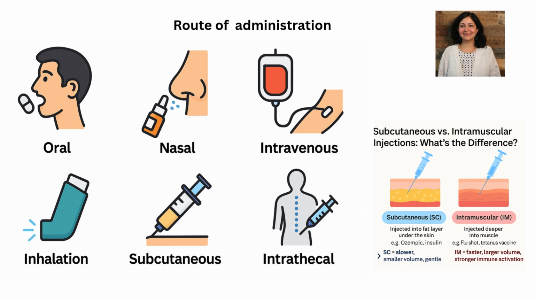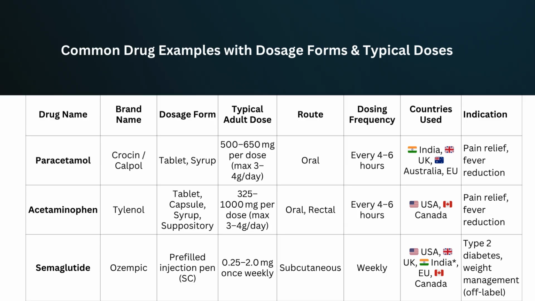Why do we choose one over another? For example, subcutaneous may be preferred when a slow and steady absorption of a drug is needed, for example, insulin. The drug is potent in small doses, and there's also the convenience of use. A patient can self-inject subcutaneously at home. Intramuscular dose is injected deeper into the muscle. For example, vaccines like flu shots and tetanus vaccine are given via the intramuscular route of administration for a stronger immune activation. Let's take a quick look at some real-world examples.